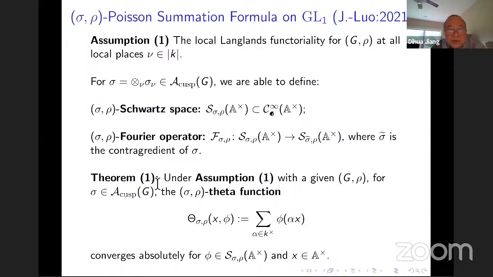So the first theorem is that under assumption one, meaning local Langlands functoriality for G, rho at all local places, and then you take sigma, and we consider this kind of theta function. You take summation over K cross, but the function is no longer a test function. It's a sigma, rho Schwarz function, okay? So we show that as long as sigma is cuspidal, and for any rho, this theta series is absolutely convergent, okay? So you have a nice guy here.